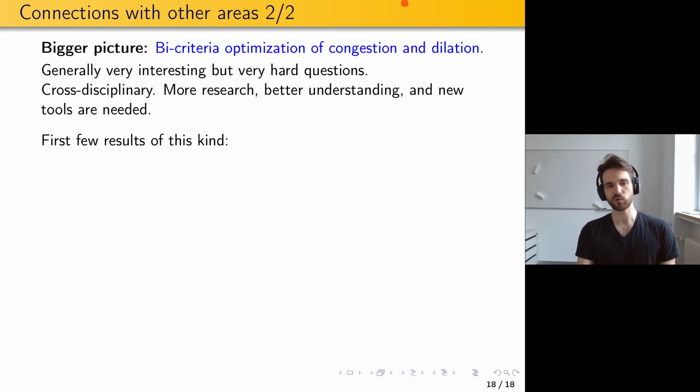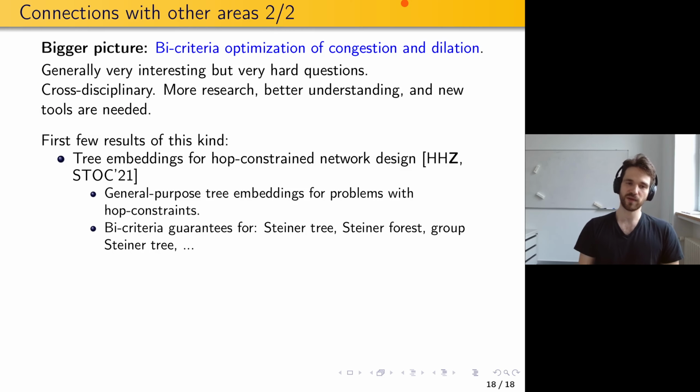But we do get a few results of this kind. For instance, one thing that we get is tree embeddings for hop-constrained network design. This is another paper by Haeupler, Hershkowitz, and me in STOC 21. We give a general purpose tree embedding that is able to deal with many problems with hop constraints, like hop-constrained minimum spanning tree or hop-constrained Steiner tree, hop-constrained Steiner forest, hop-constrained group Steiner tree, and so on. Using this very general purpose tree embedding technique, you can get bi-criteria guarantees for them.